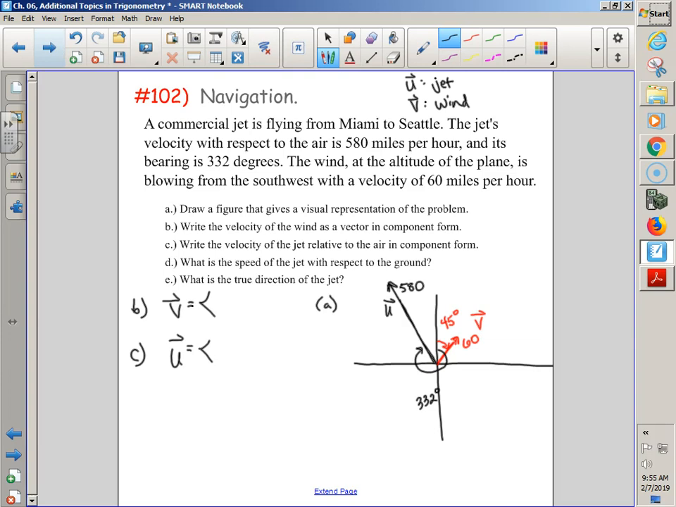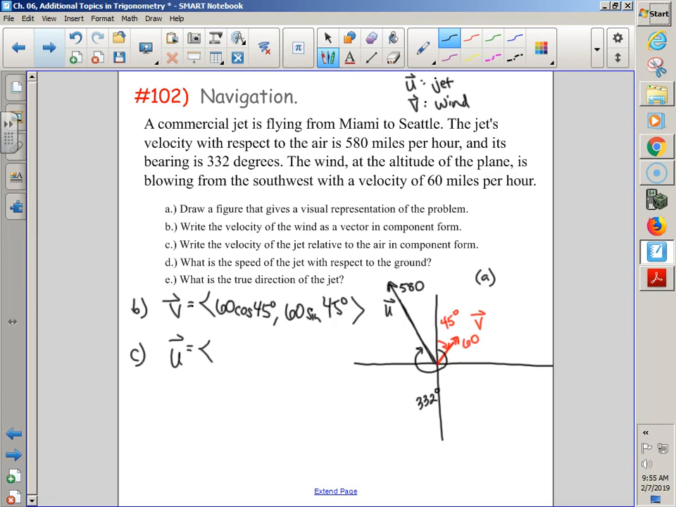Good. So for the first one, it's going to be cosine. Think cosine goes with the x, sine goes with the y. So for the wind, what do we have? 60 miles per hour, right? Good. 60 cosine of 45, and then 60 sine of 45. Oops, my A's in the way. Sorry.